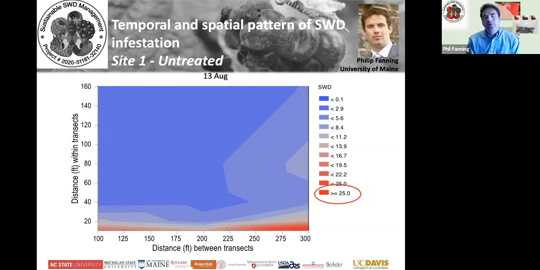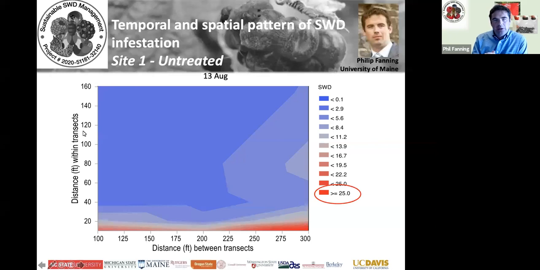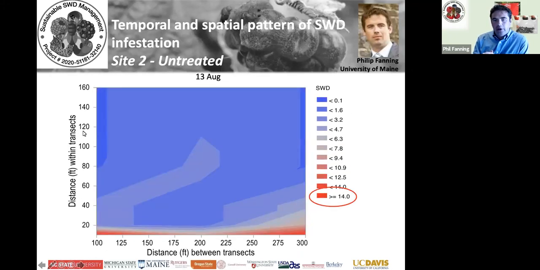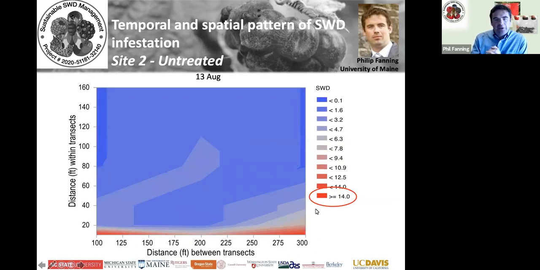In the next slide, in the next field, we're going to look at a different site. So this was similarly an untreated site. This is just one snapshot. So this is another site. You can see here, our top here was 14. So we had different pressure at this site. It was less than the previous site. But again, we can notice that all that red pattern is associated with the edge of the field.